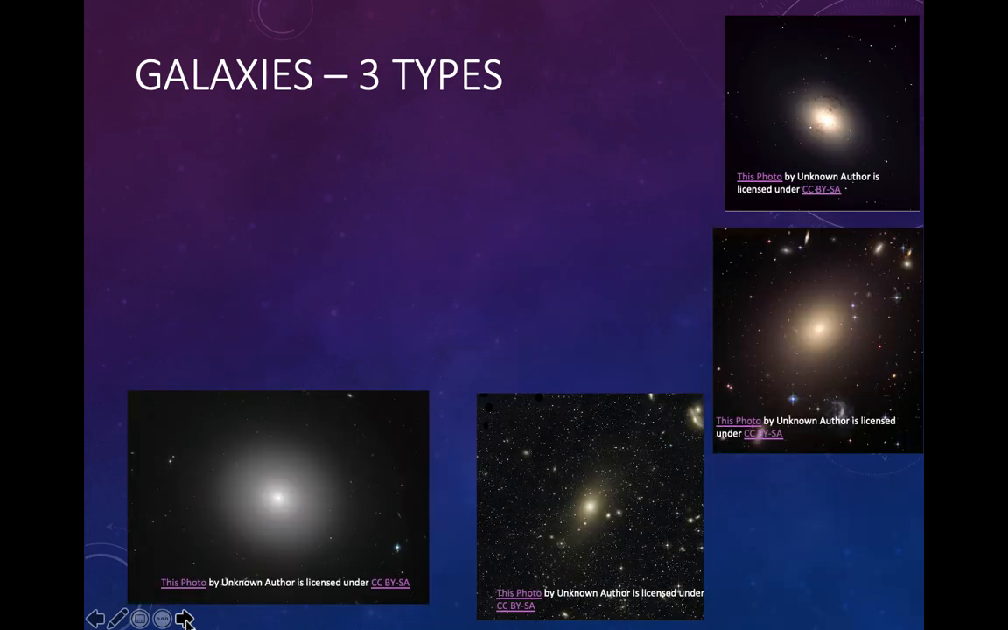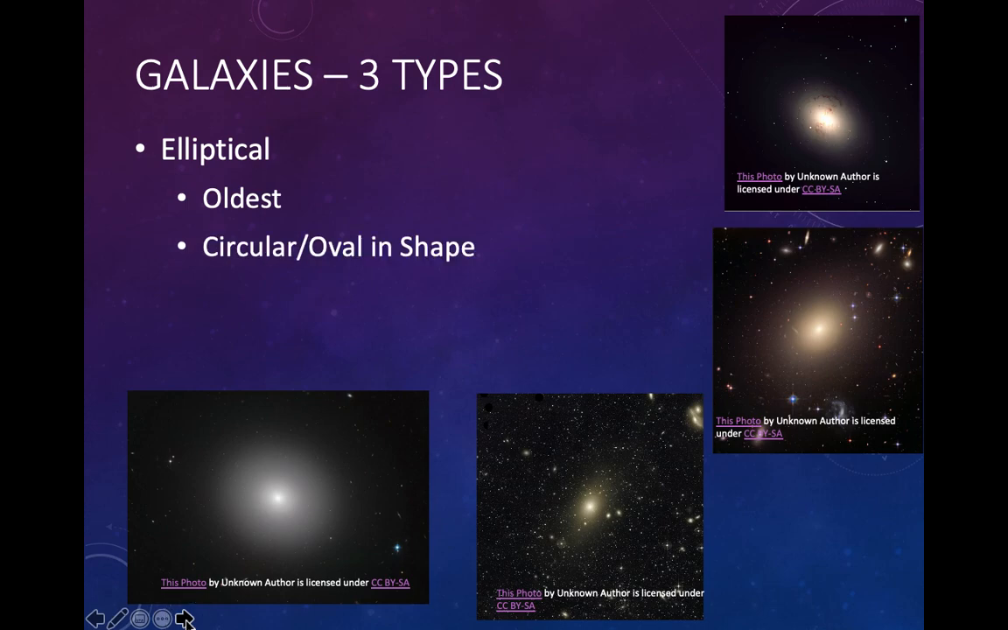When it does that, we form an elliptical galaxy. An ellipse is just like a circle or an oval. And these are the oldest galaxies. They're circular or oval in shape. You might think they look somewhat like a football.